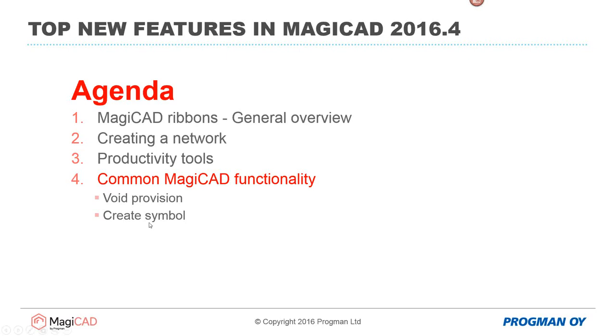Create symbol, it's a way of creating 2D symbols that we want to have for the sprinkler heads, for instance.